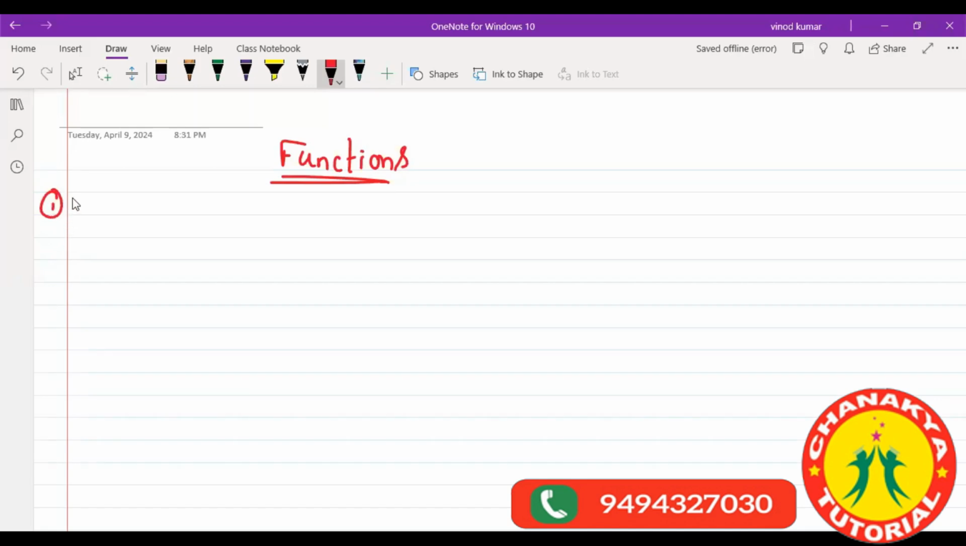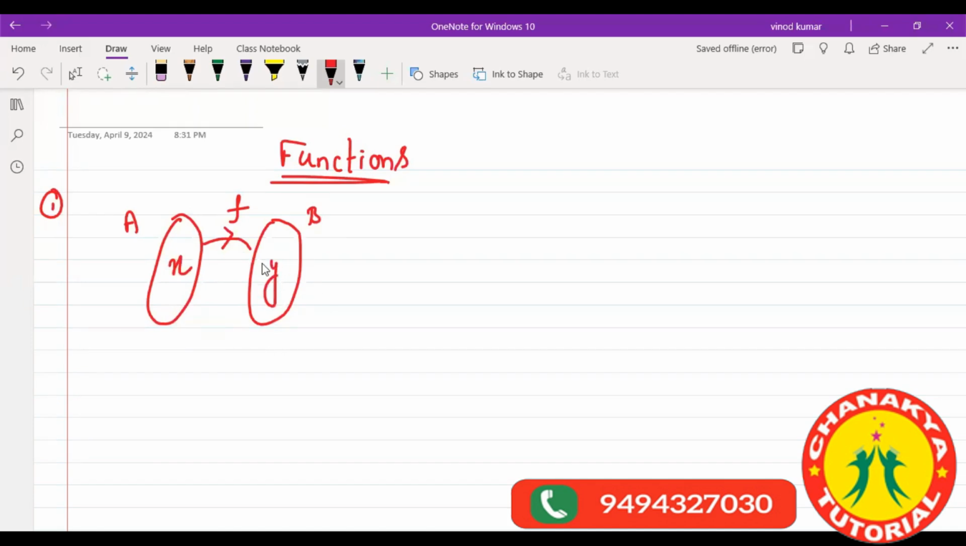A relation F from a set A into a set B is said to be a function or mapping from A to B if for each x belongs to A, there exists a unique y belongs to B such that (x, y) belongs to F. This is set A, this is set B, and there will be a function between A and B. The condition is: each x belongs to A, every element in A, there exists a unique element y in B.